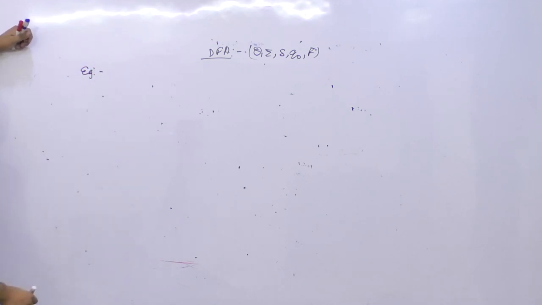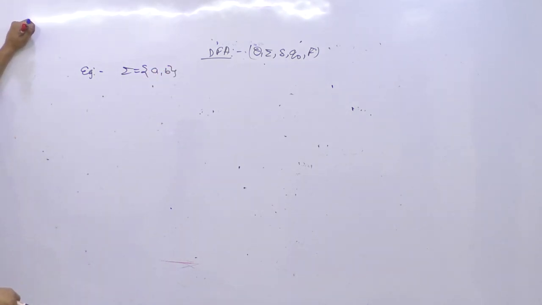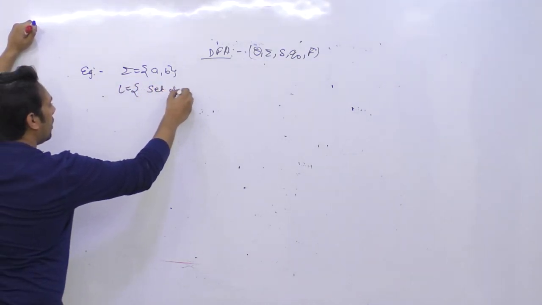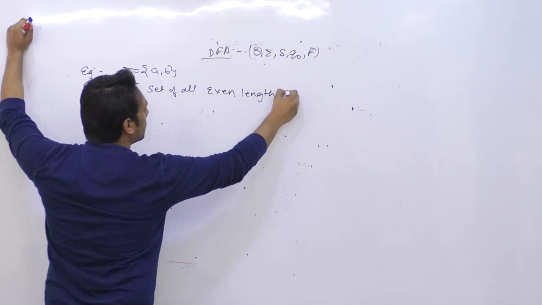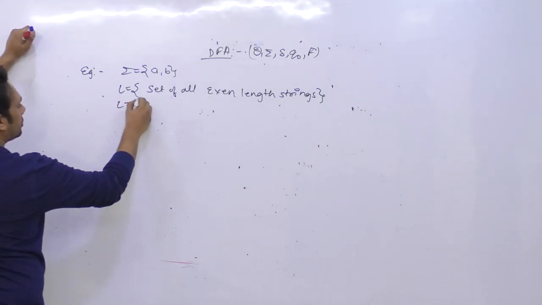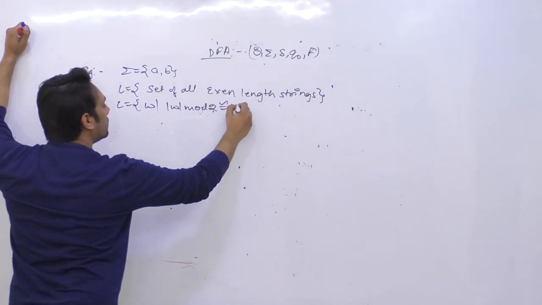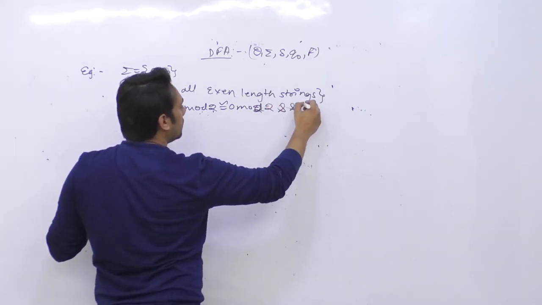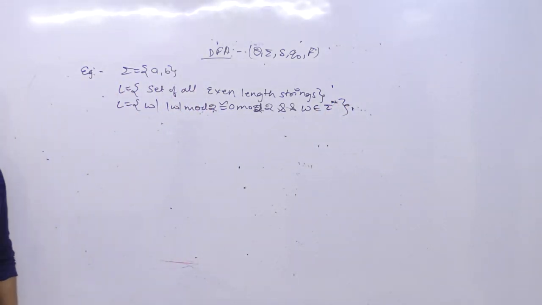Let us say we have a language where summation is equal to A comma B. That means we have two symbols here. Summation is equal to A comma B, and we have a language here. The language is set of all even length strings over the alphabet A comma B. Or you can say language can also be represented like this: W such that length of W mod 2 is congruent to 0 mod 2, and at the same time W belongs to summation star. So this is how you can represent this language.